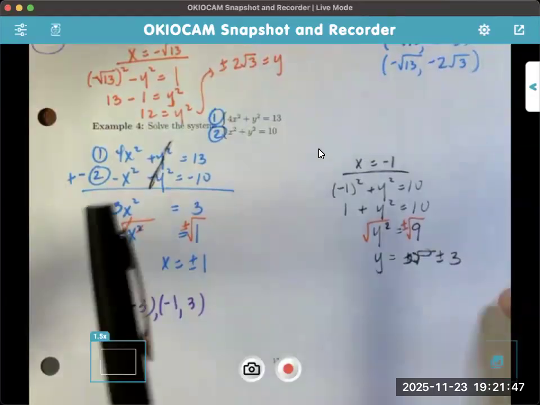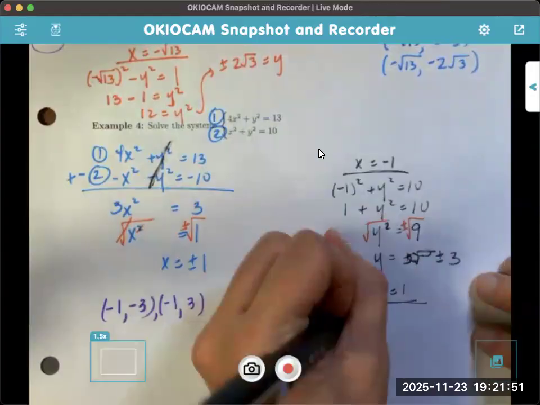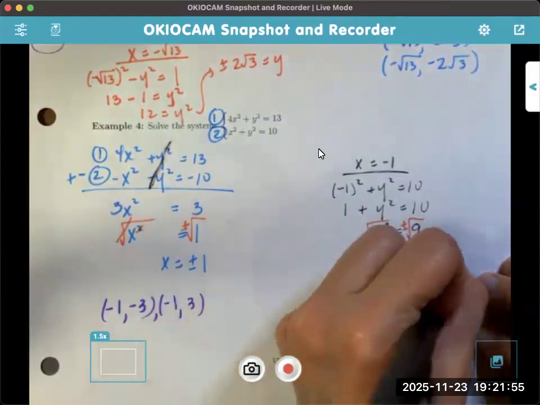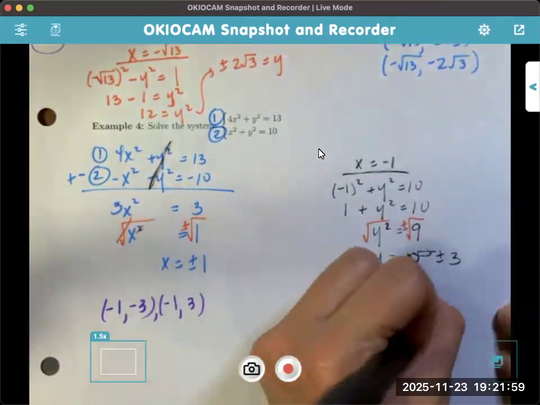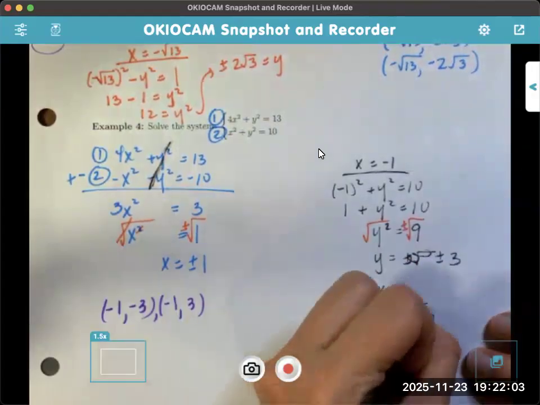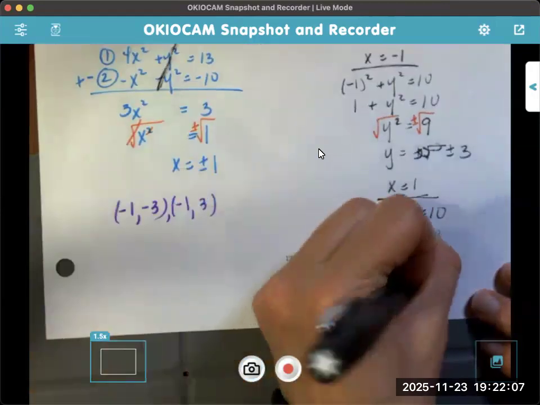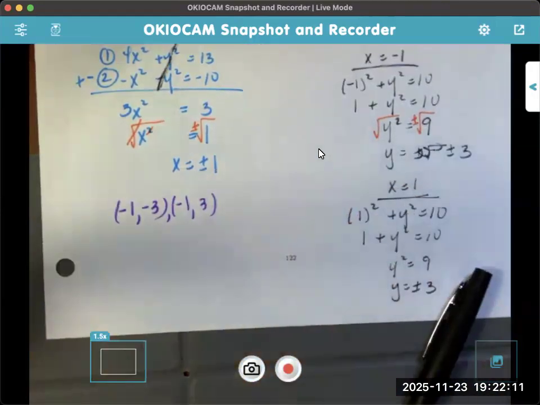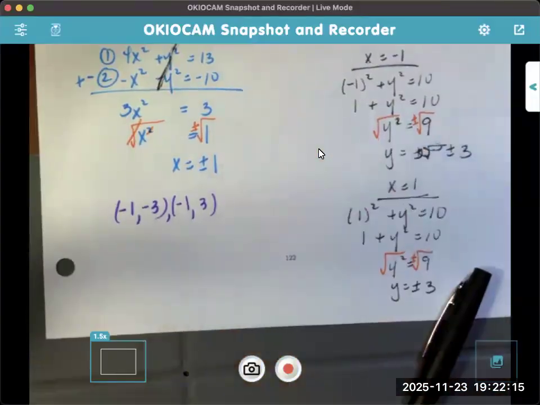Next, what if x equals 1? Well, guess what? It's plus or minus 3 again. 1 squared plus y squared equaling 10. 1 squared is 1 plus y squared equals 10. And then it just flows from there. So y squared equals 9, square root both sides. So y equals plus or minus 3 again, because we are just square rooting both sides, not forgetting our plus or minus.